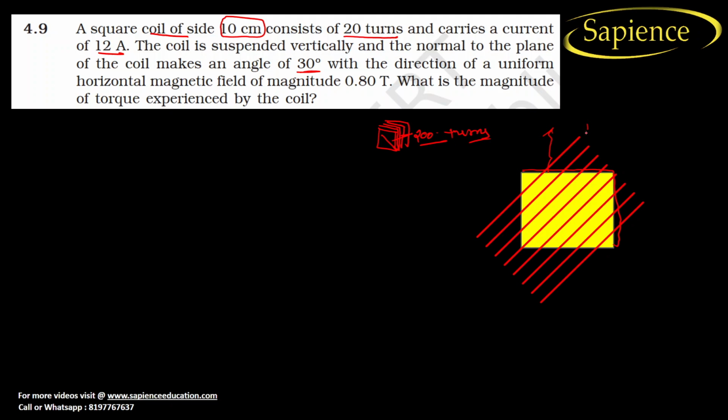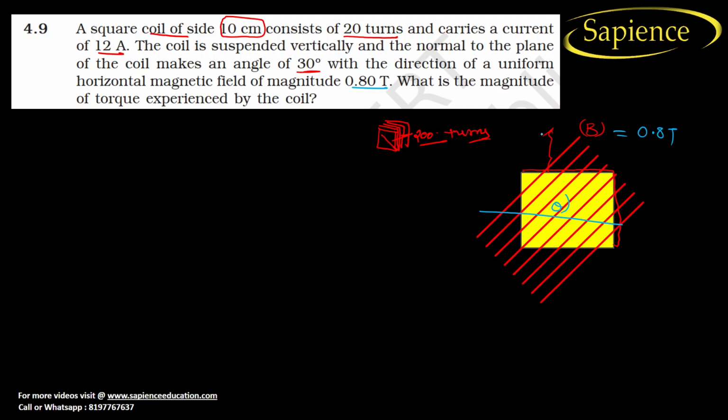So let us suppose this is a uniform magnetic field, that is B. It is making an angle of 30°, right? So theta is 30°, with the direction of uniform horizontal magnetic field of magnitude 0.8 Tesla. So the magnitude of the magnetic field is 0.8 Tesla, right?